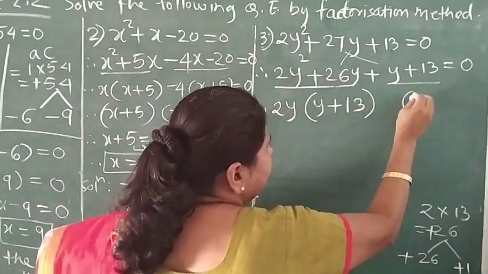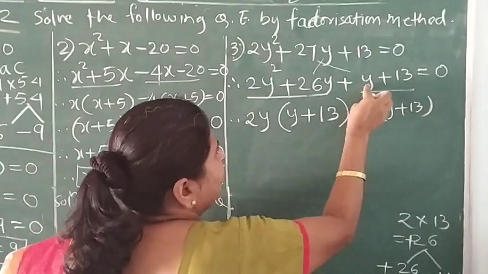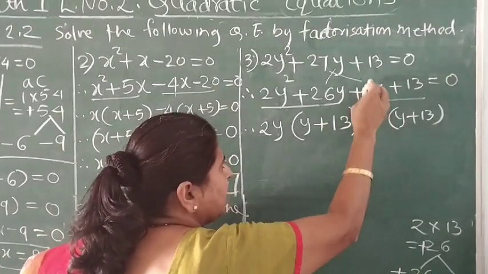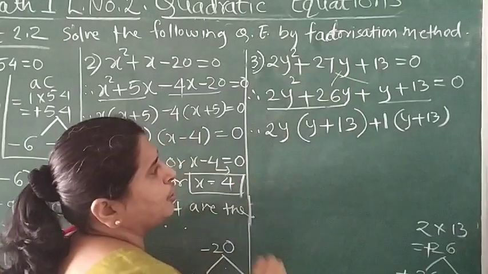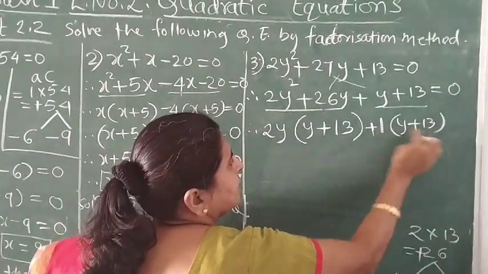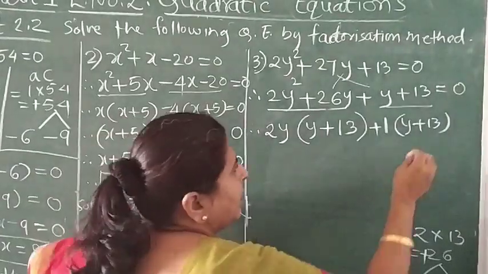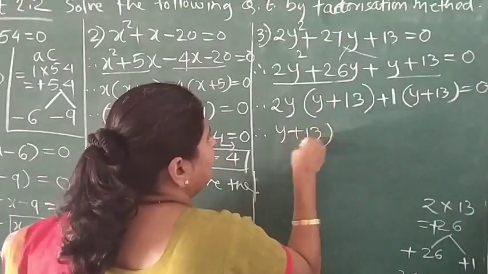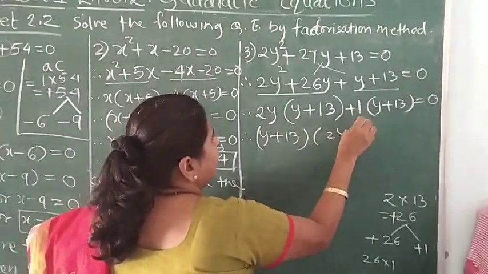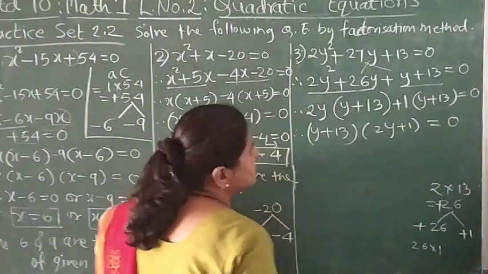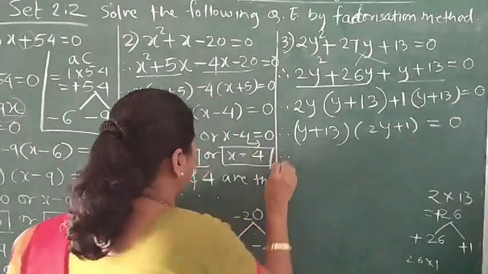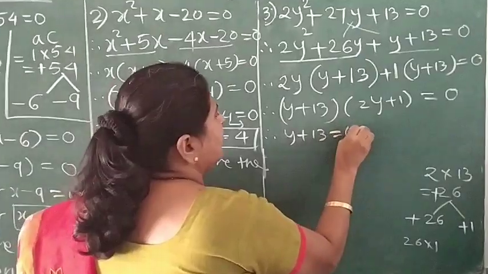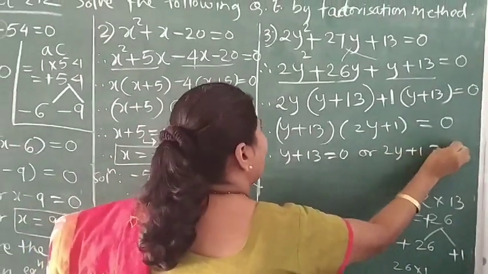Now use the trick, copy the same bracket, y plus 13. Now from this third term, y, we have taken y. Nothing is remaining. Means what? Here the sign is plus and we know here the number is 1, which we can write over here. Now check your multiplication. 13 ones are 13. Yes, you are correct. And now write is equal to 0. So you get the factors, that y plus 13, one bracket, another bracket is 2y plus 1 is equal to 0. Now product of these two is 0, so we are going to follow the same steps which we have done over here. So it is either y plus 13 is equal to 0 or 2y plus 1 is equal to 0.